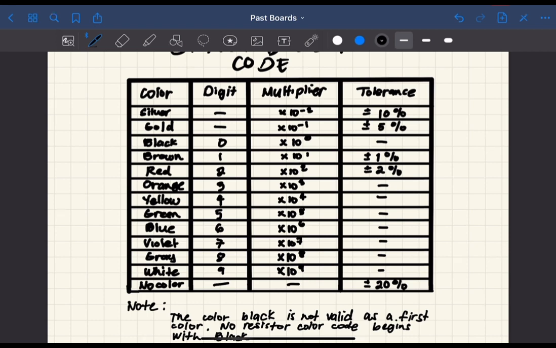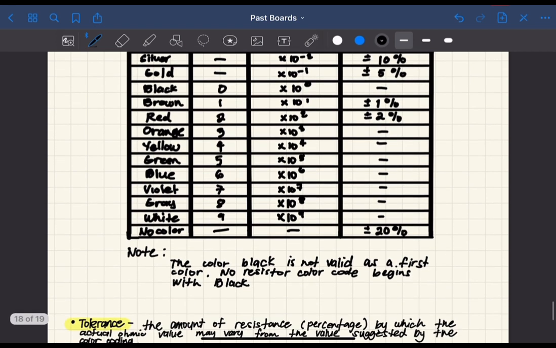And the tolerance of silver is plus minus 10%, gold plus minus 5%, and brown and red plus minus 1% and plus minus 2% respectively. No color is plus minus 20%. The rest represent nothing in terms of tolerance. Note that the color black is not valid as a first color, so there is no resistor color code that begins with black.